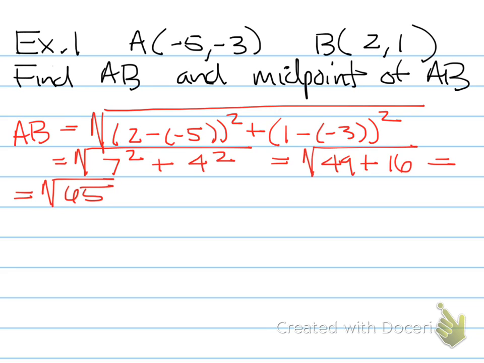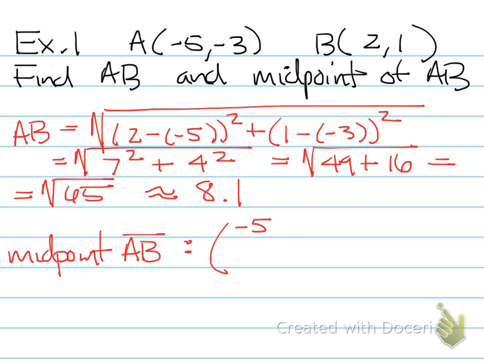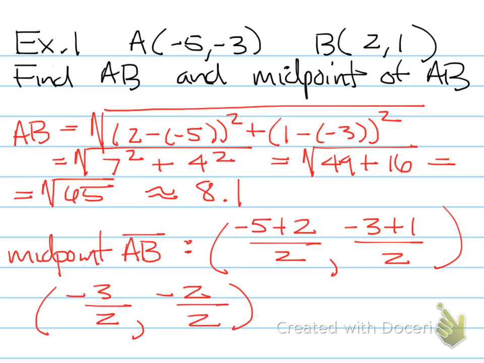However, if you were asked to approximate the measure of AB, you would take the square root of 65 and get approximately 8.1. The midpoint of AB we get by adding the x coordinates and dividing by 2, adding the y coordinates and dividing by 2. -5 plus 2 is -3. -3 plus 1 is -2. And then the -2 over 2 we can simplify to -1.